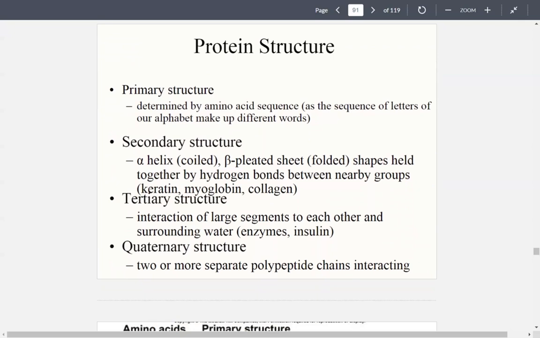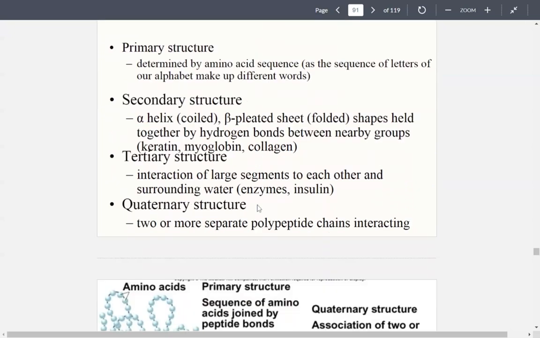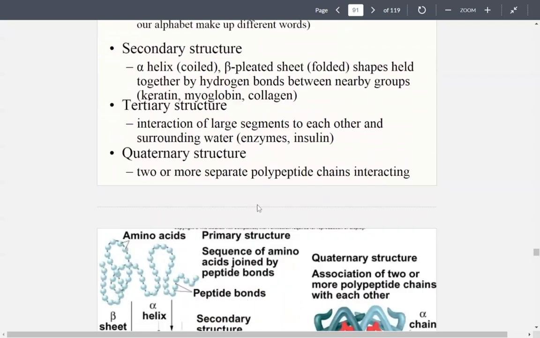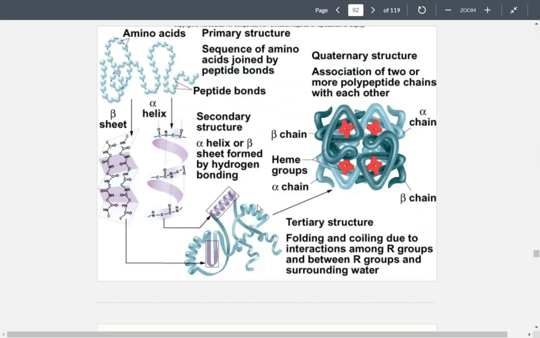Then we're going to get hydrogen bonds that are going to form between various groups that are nearby each other, forming our secondary structure. These are things like alpha helixes or coils, beta pleated sheets or folds. Then the R groups are going to start interacting together with each other and with the surrounding water, and this is going to form our tertiary structure. And when we form, or join, I should say, 2 or more different polypeptide chains together, that's when we get quaternary structure. And that looks something like this.